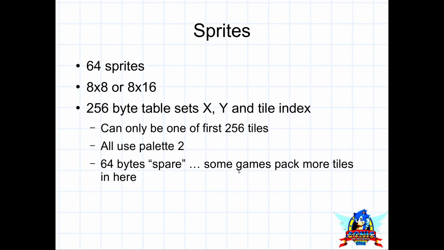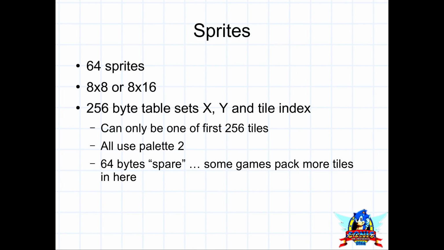The hardware supports 64 sprites, which can be either 8 by 8 pixels or 8 by 16 pixels. There's a 256 byte table that explains where the sprites should go, and it sets their X and Y and their tile index. So for each sprite I can independently move a little 8 by 8 slice of a tile, and I can place it anywhere on the screen I like. It can only be one of the first 256 tiles because we've only got 1 byte to store the tile index, and there's no space to store a palette index. So all of the sprites use the second palette.